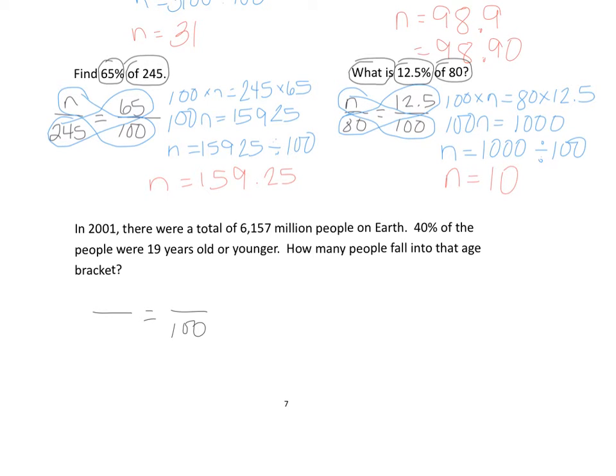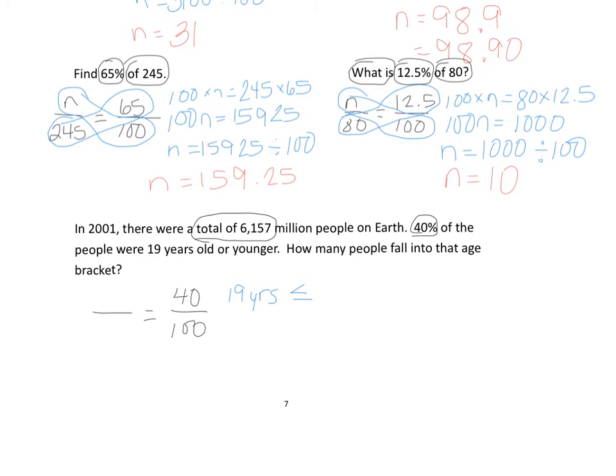I'm going to identify the percent, 40%. So automatically we know 40% has to go over 100. What 40% represents is it's 40% of the people who are 19 years or younger. Okay? And when we read this, earlier in the problem it says total of 6,157 million people on Earth. There are some extra numbers in this problem, 2001 and 19. We don't need to put those numbers into our proportion.